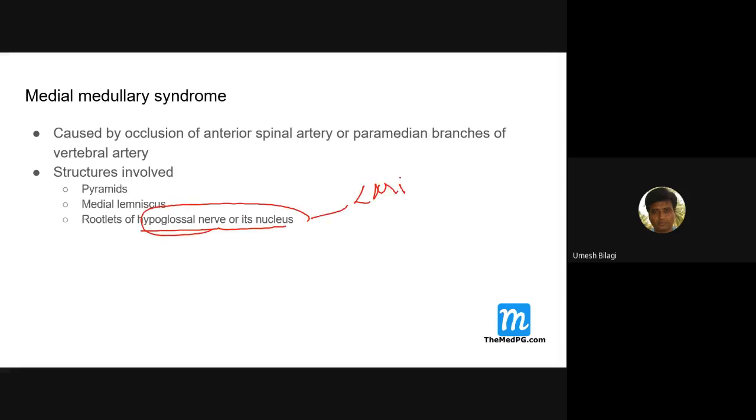Lower motor neuron type of 12th cranial nerve palsy. So, what are the features of lower motor neuron palsy of the 12th nerve? How will the tongue be? Can anybody tell me that? If you get a lower motor neuron type of 12th nerve palsy, will there be atrophy or no atrophy?